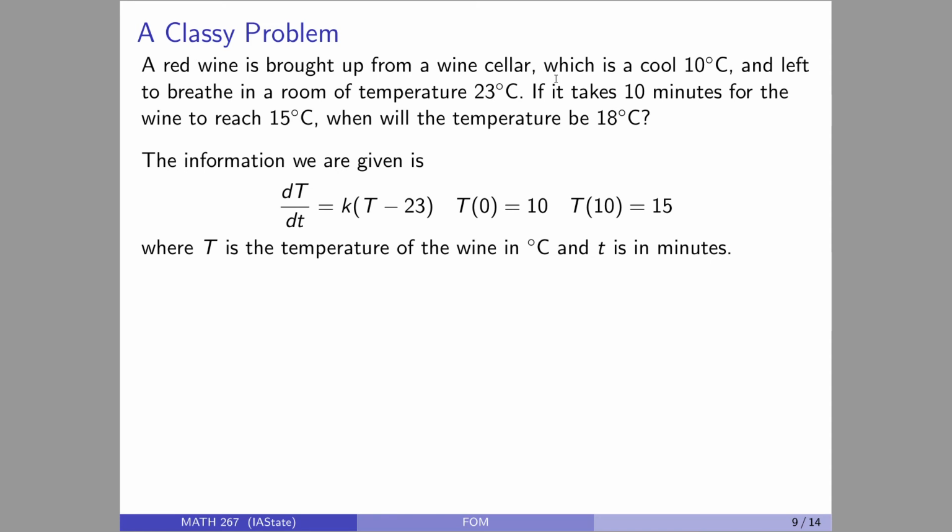All right. So let's unpack all the information we've been given. We'll let T be the temperature of the wine in degrees Celsius, and little t be time in minutes. That is one of the more annoying things here, where we have a lowercase t and a capital T.